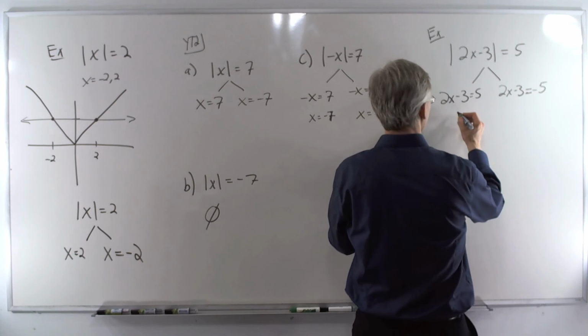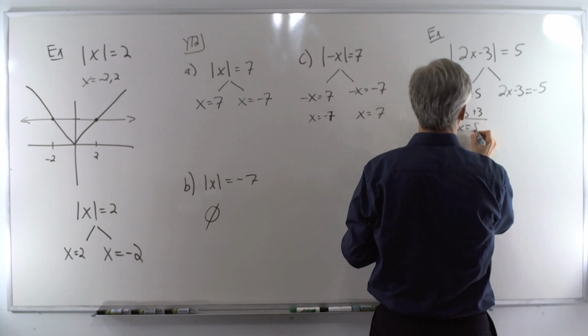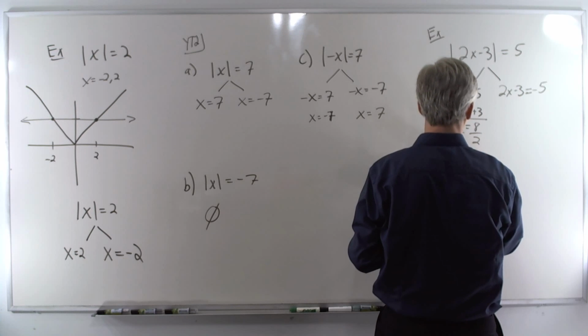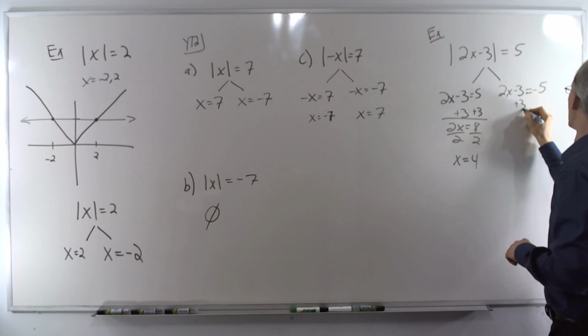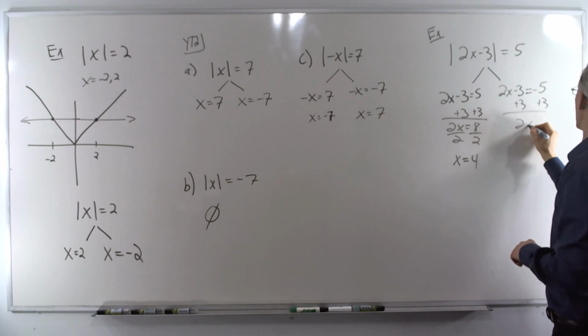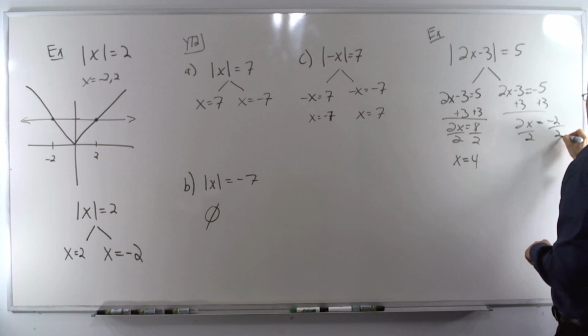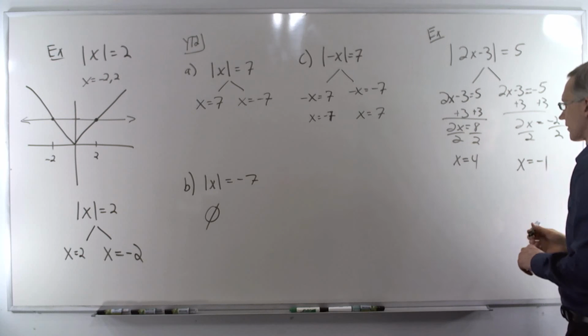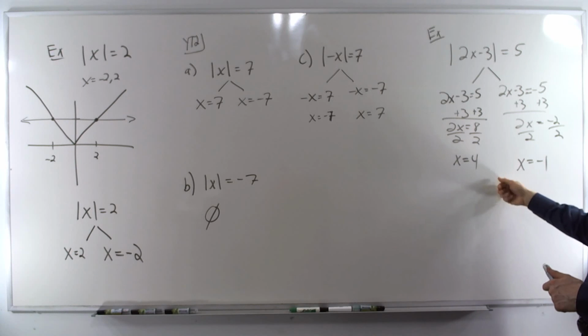And those are the two equations that we need to solve. So we'll solve them individually. Plus 3, 2x equals 8, divided by 2 on both sides, and x equals 4. And on this side, 2x equals negative 2, divided by 2, and x equals negative 1. Now we've got our two solutions.